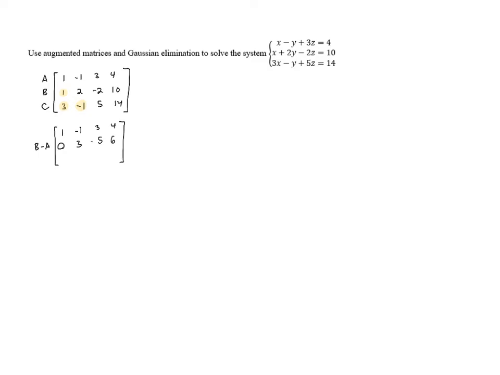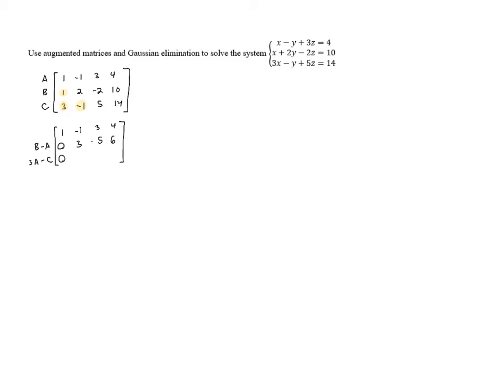All right. For the last row, C, to get rid of this 3, we can multiply row A by 3 and then subtract row C. So that'll be 3A minus C. When we do that, 3 times 1 is 3, and 3 minus 3 gives us 0.